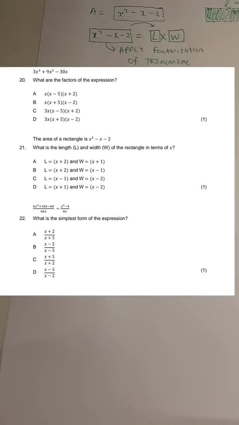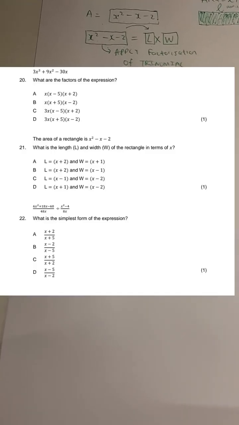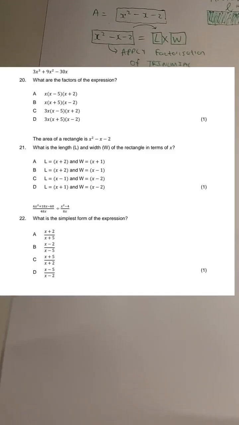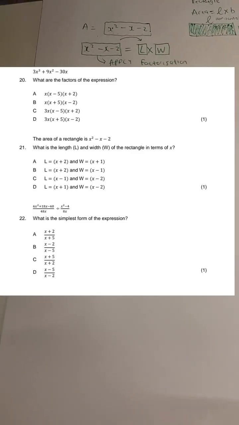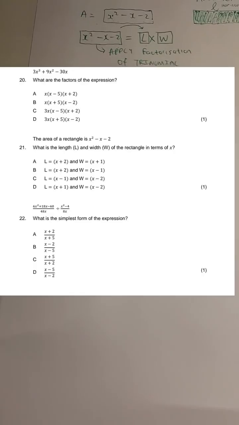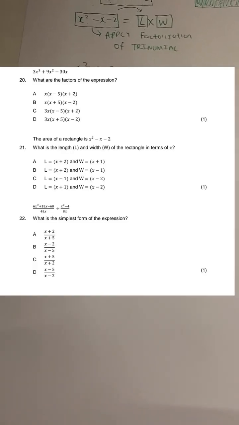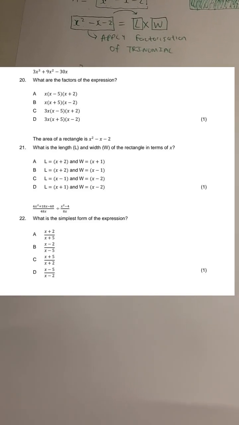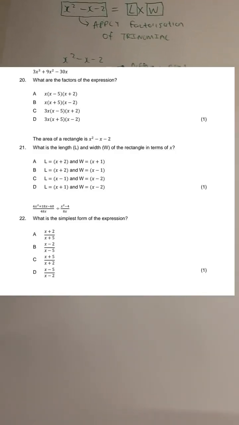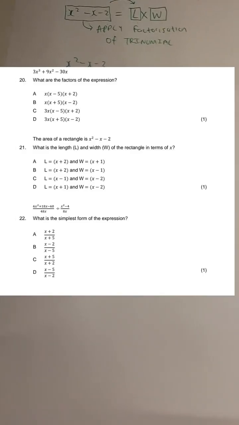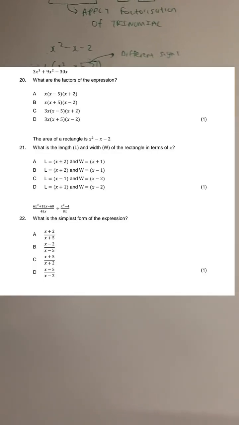Number 22, we are given here (6x squared plus 18x minus 60) over 48x, divided by (x squared minus 4) over 8x. And number 22 says, what is the simplest form of the expression? Is it A, x plus 2 over x plus 5? Is it B, x minus 2 over x minus 5? Is it C, x plus 5 over x plus 2? Or is it D, x minus 5 over x minus 2?